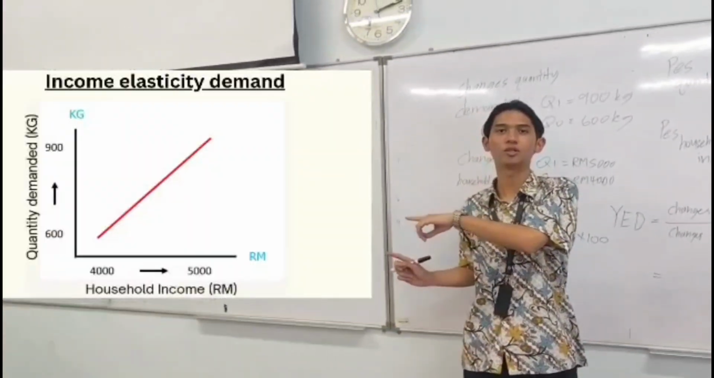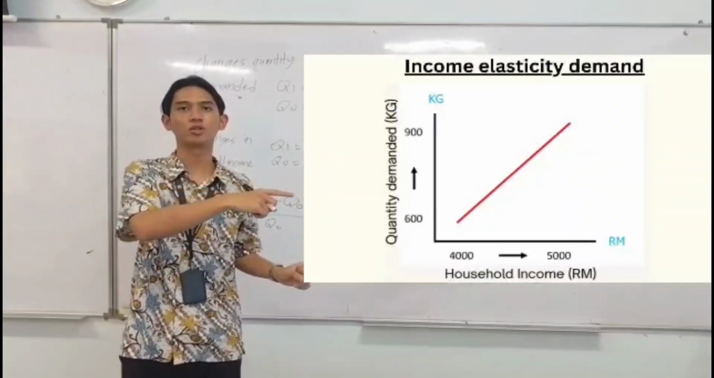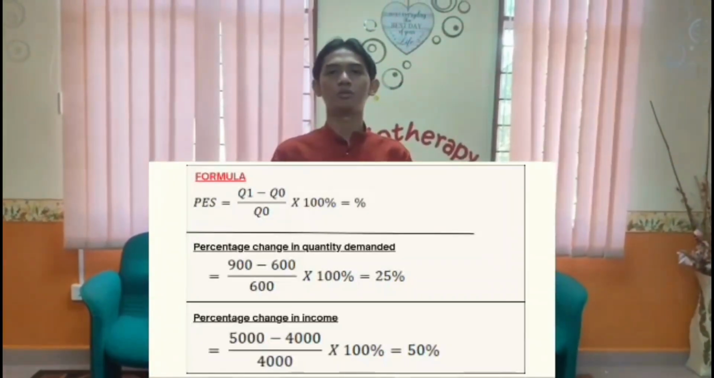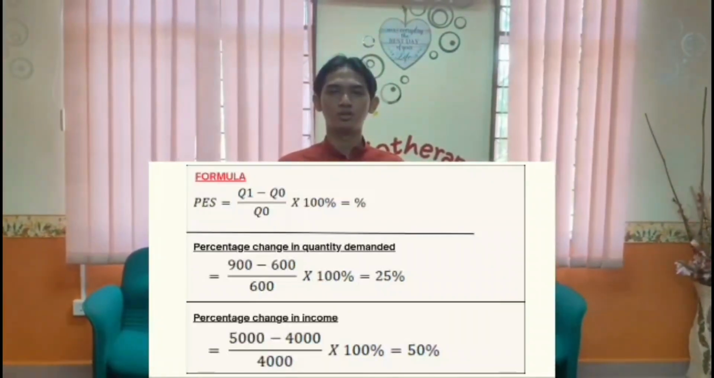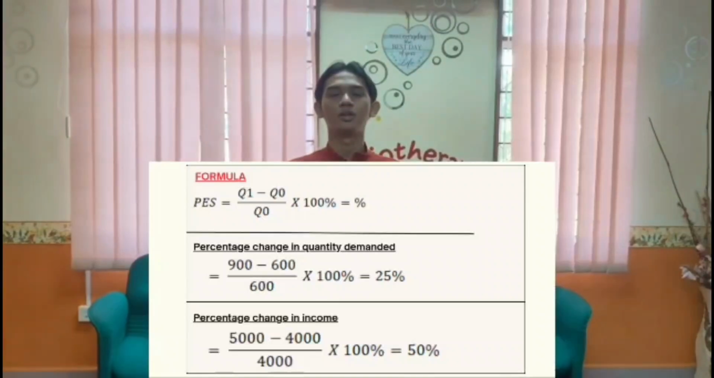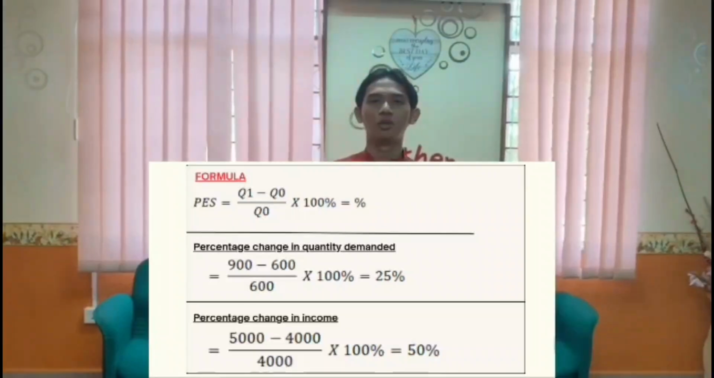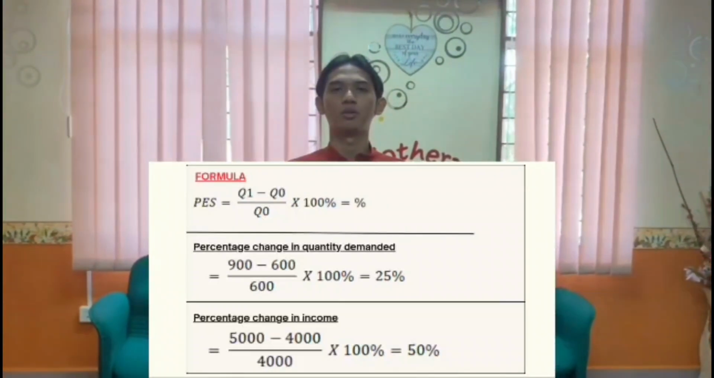The household income increased from 4,000 to 5,000 ringgit, and for quantity, organic rice rose from 600 kilograms to 900 kilograms. As for the calculation of the percentage change in income, as you can see over here, 5,000 minus 4,000, divided by 4,000, times 100%, we get 25%. For the change in quantity demanded, 900 kilograms minus 600 kilograms, divided by 600 kilograms, times 100%, equals 50%.